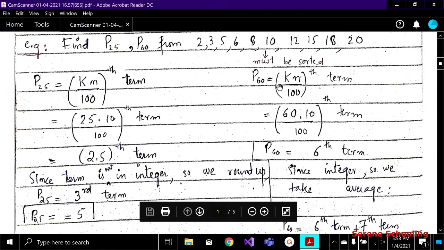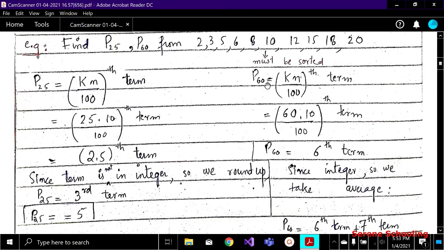Okay, we will see another case in which we are given an integer, not a fraction. So see here, we have to find P60, the position of the 60th percentile. So 60 into 10, the number of values, by 100. This gives us the 6th term, right? It does not mean that you eventually go and see the 6th term, but we have to apply the condition first: if it is an integer, then we take the average of the 6th number and the very next number, which in this case is the 7th term.